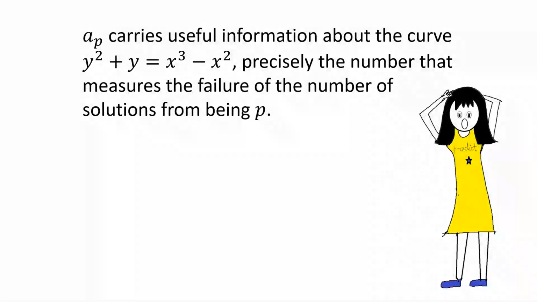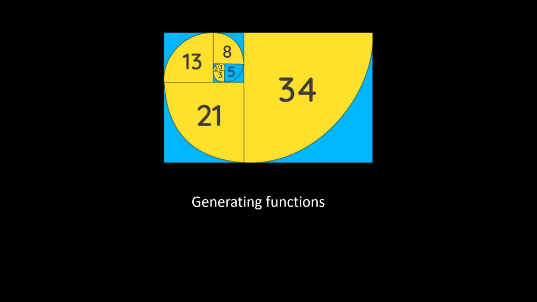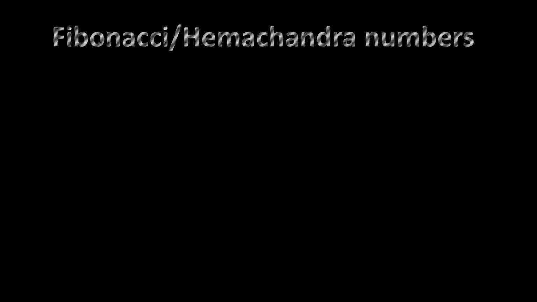But luckily, we can ask a computer to blurt out AP or wish for the existence of a mathematical theory that would give us AP for all p. Why not try to build that theory? To do that, let's talk about generating functions. The best way to learn the theory of generating functions is through Fibonacci or Hemachandra numbers.